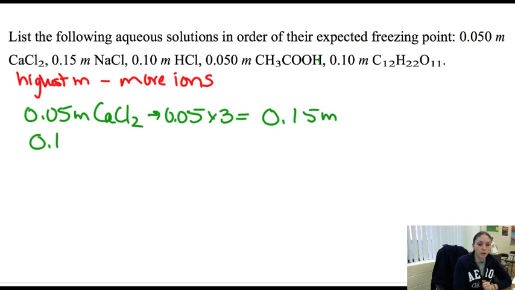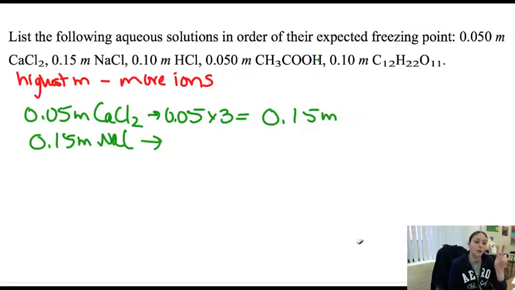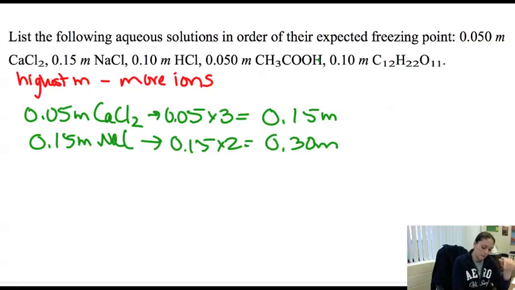Okay, what about 0.15 molal of NaCl? Well, that breaks apart in a solution with water. It's going to break apart both of them, so I've got 0.15 times 2, which is 0.30 molal.